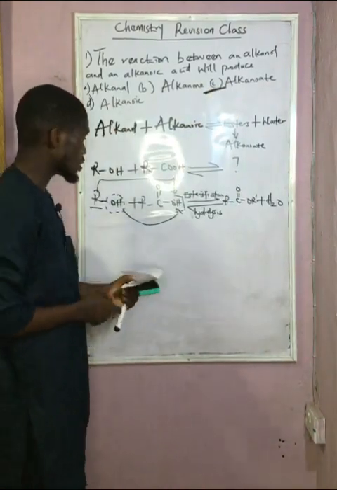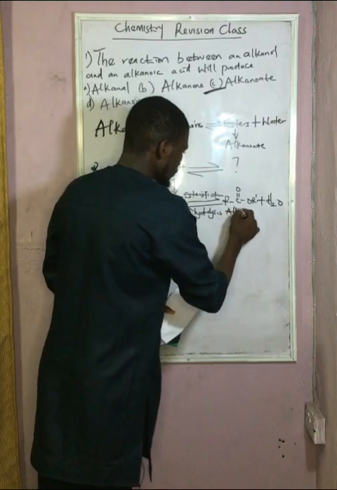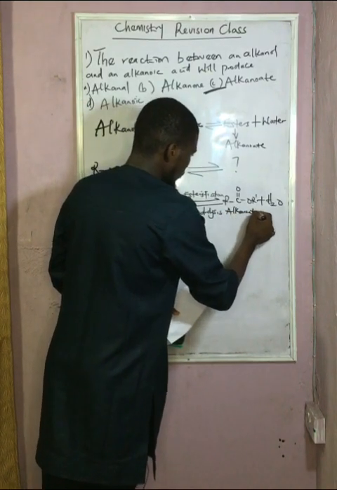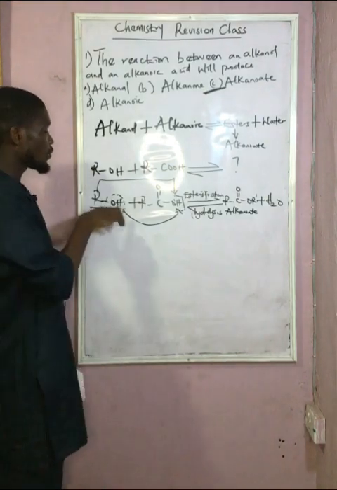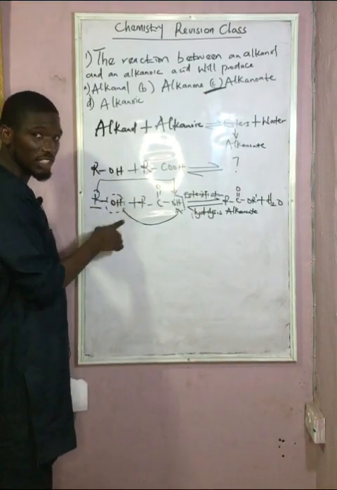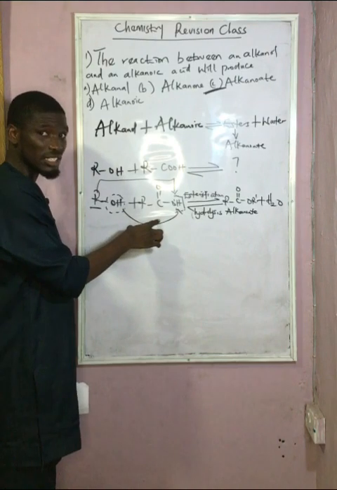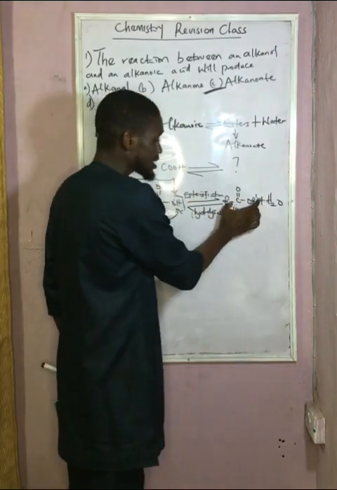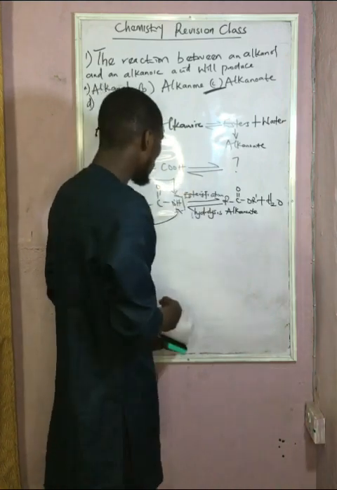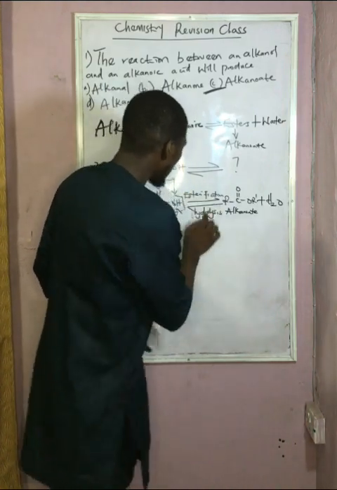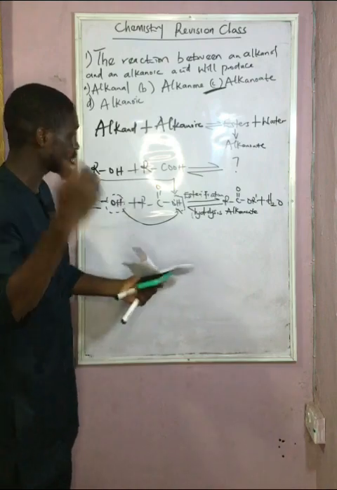So the reaction between an alkanol and an alkanoic acid will produce alkanoate, which is this. So how do we have esterification reaction? Because for every OH and carboxylic acid to have esters and water, that will have what? Esterification reaction.